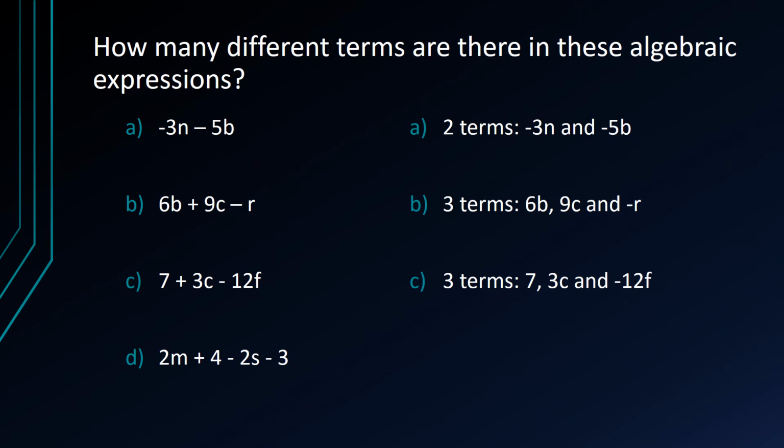Next up, 7 plus 3c minus 12f. So here, you've also got three terms. 7, 3c, and negative 12f. And finally, in the expression 2m plus 4 minus 2s minus 3, you've got four terms. 2m, 4, negative 2s, and negative 3.